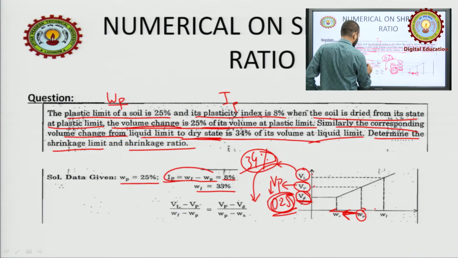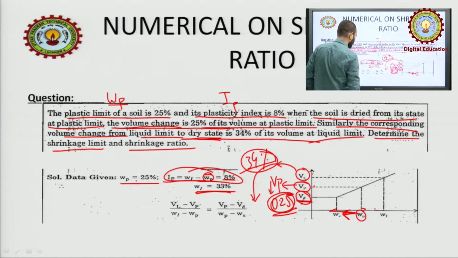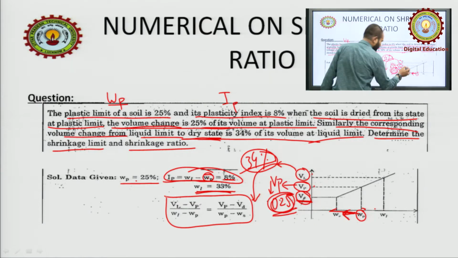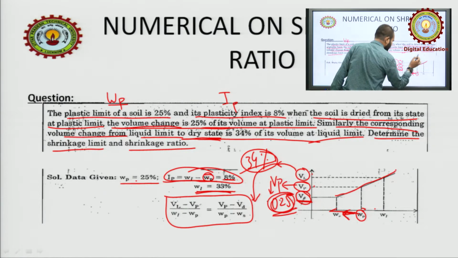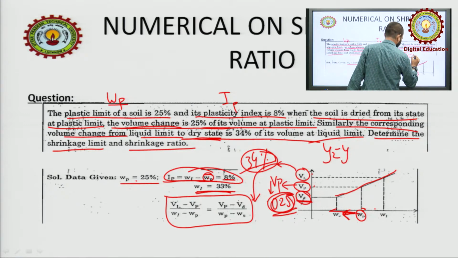WL can be calculated from this only. WL minus WP is 8 given to us, WP is given to us already, so WL is found out. Now again we can use the slope, just as we did in the previous question, the slope of this line. Again we will use the formula y2 minus y1 upon x2 minus x1.